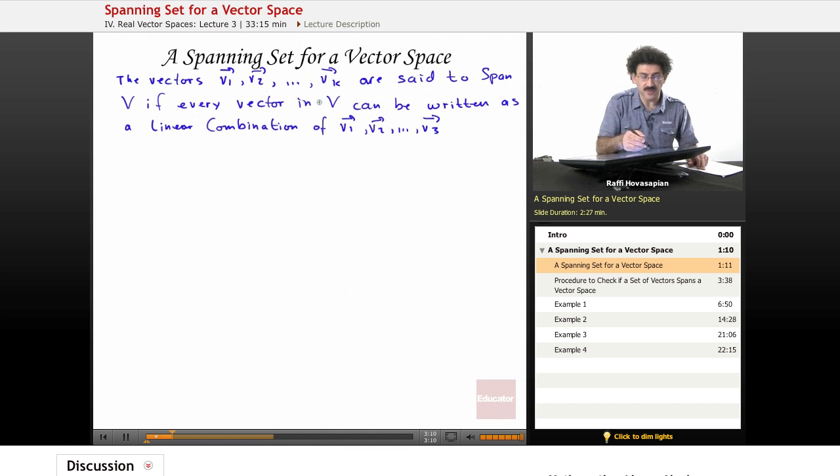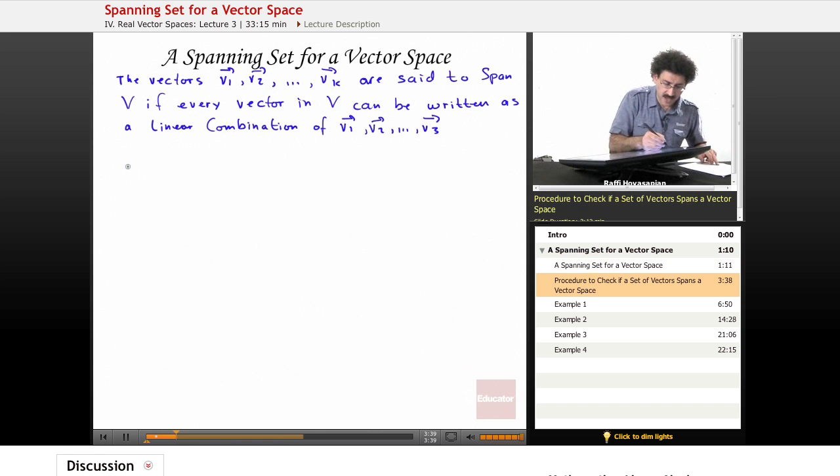So if I have vectors v1 through vk, let's say 6 of them, and if any combination of those vectors, they don't have to all be included, some of the constants can be 0, but if some combination of those vectors can represent every single vector in that vector space, then we say that that set of vectors actually spans the vector space.